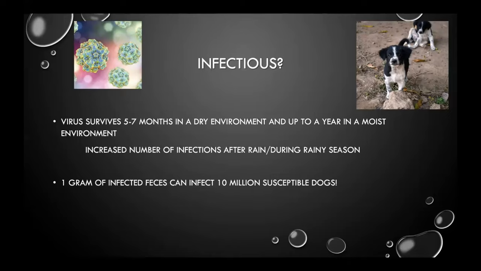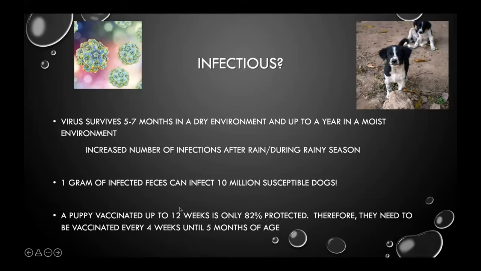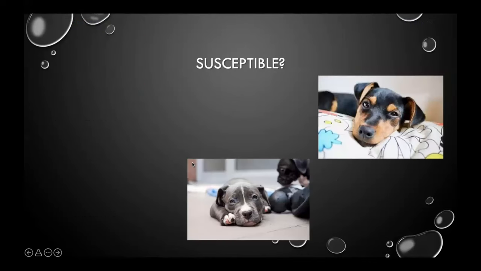So 1 gram of infected feces can infect 10 million susceptible dogs. So it doesn't take much to affect the dogs. And then a puppy vaccinated up to 12 weeks is only 82% protected. So they need to be vaccinated every 4 weeks until 5 months of age. And I will go over that again at the end on prevention.